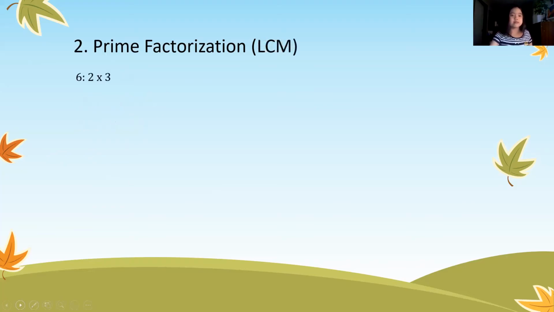Now let's find the LCM for 6 and 10. So here's the same. In my cursor, if you see here, 2 is actually the same, so we count that as 1. The next step to find the LCM is to multiply all of them except for the duplicate, because the duplicates count as 1. So 2 times 3 times 5 is equal to 30.